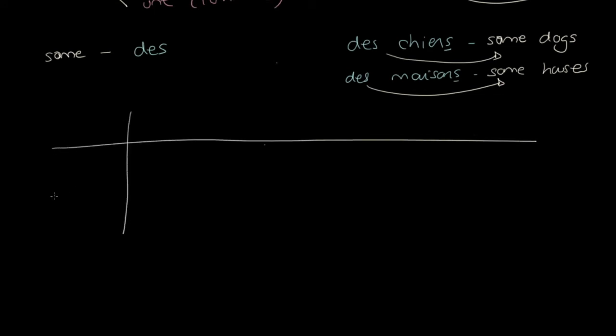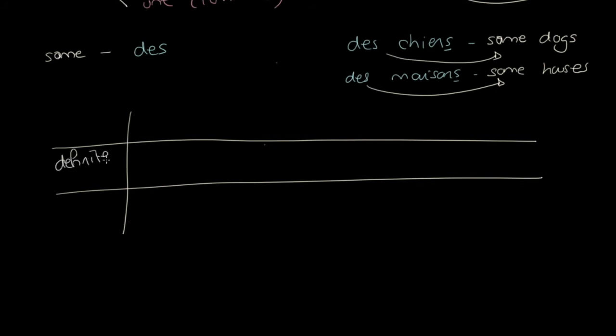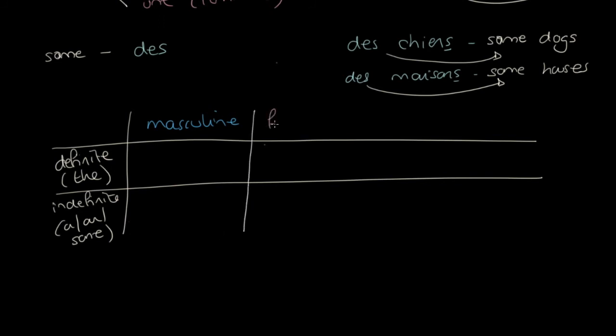So we've got definite articles, which are the, and we've got indefinite articles, which are a, an, or some, and they change according to gender. So they change for masculine, they change for feminine. Again, I don't seem to be able to write M's, do I? That gives me something to practice and work on.